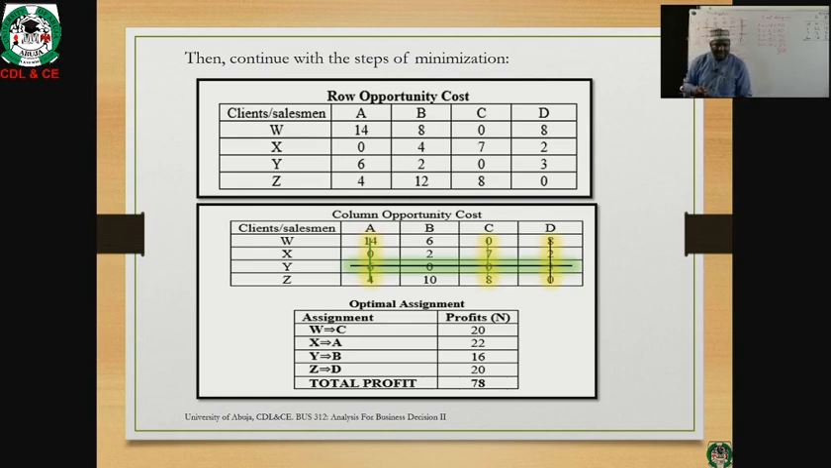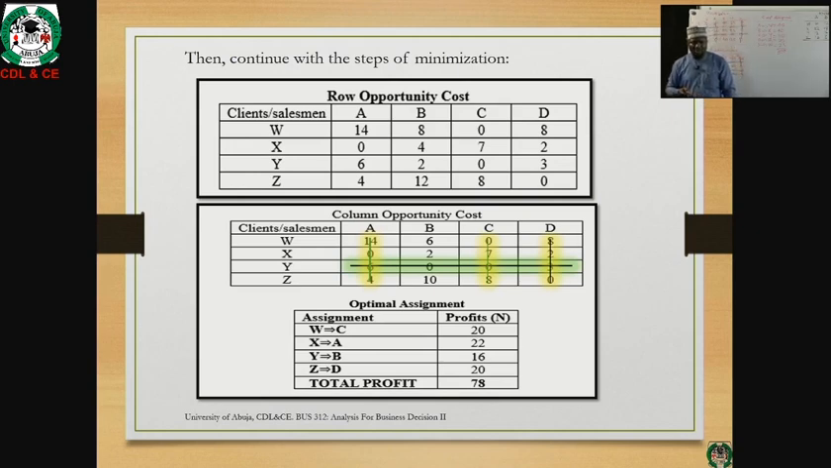Examining W row, it has 1. So assign to where there is the 0, WC. You can see in the assignment, that is what we have. If C is given to W, nothing can take C again. You cancel all the 0, if any, in that column. Similarly, you go to X, we have 1, which is XA. As you can see, that is exactly what we have.